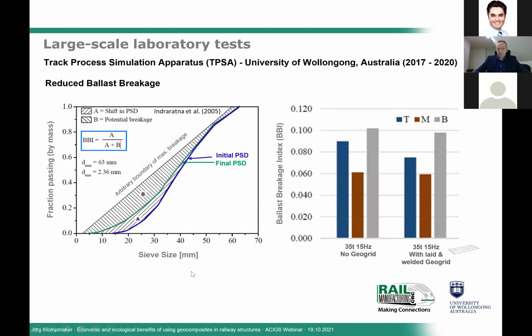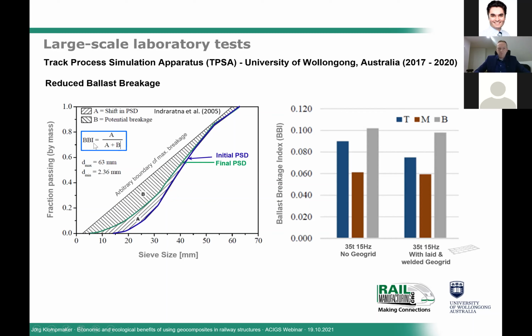Also in the same test, the same box was used to measure ballast breakage reduction. As a result of dynamic load, usually what we can measure over time is a reduction of the ballast particle size as a result of a crushing effect due to the dynamic loads which are applied to our ballast layer. So the ballast breakage index has been defined, which is shown on the left side.